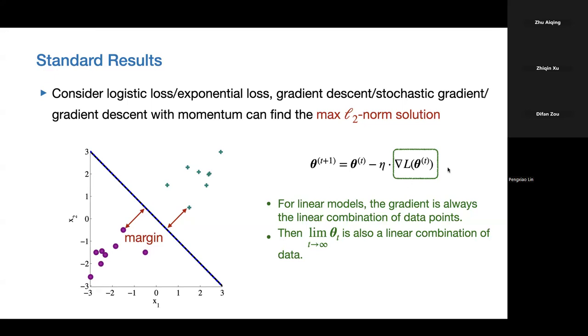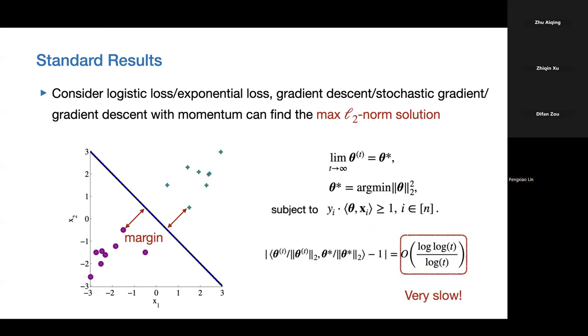Here is the basic formula of gradient descent: in each step we first calculate the gradient at the current point, and then use this gradient to make updates using some learning rate. One key observation is that for linear models, the gradient is always a linear combination of the data points. If we run the algorithm for many steps, starting from zero initialization, we can further show that as t goes to infinity, the solution is also a linear combination of the data. So this is a very key important observation.